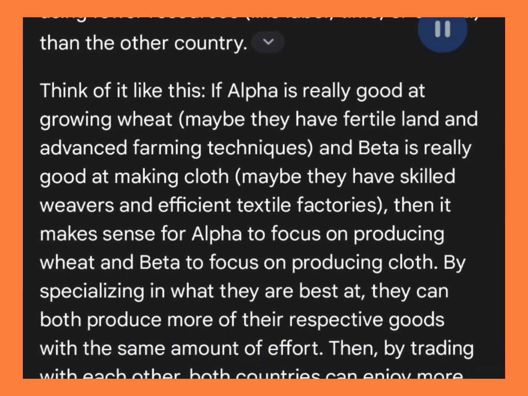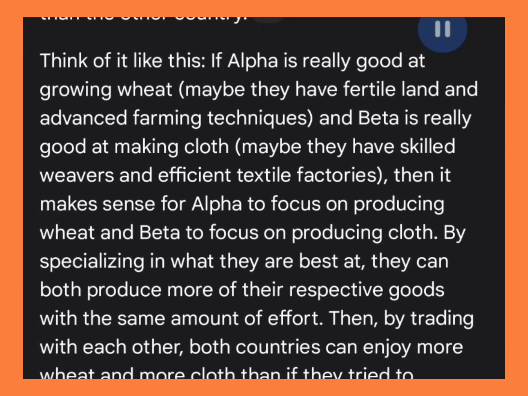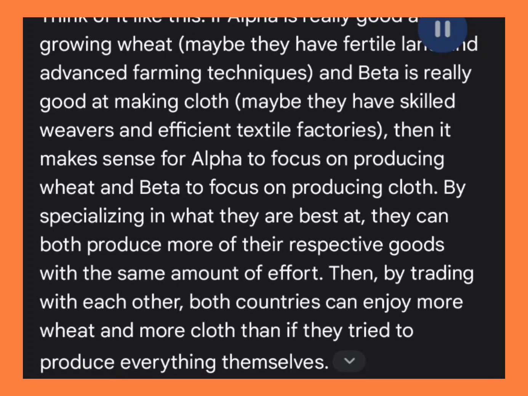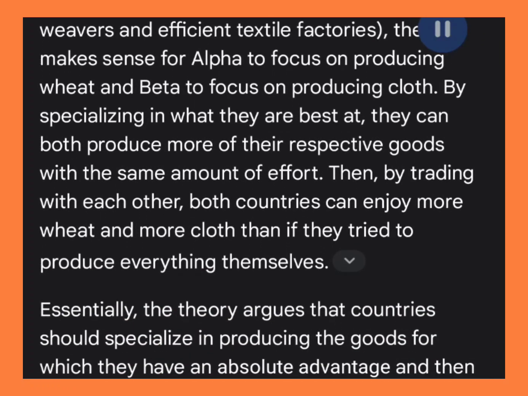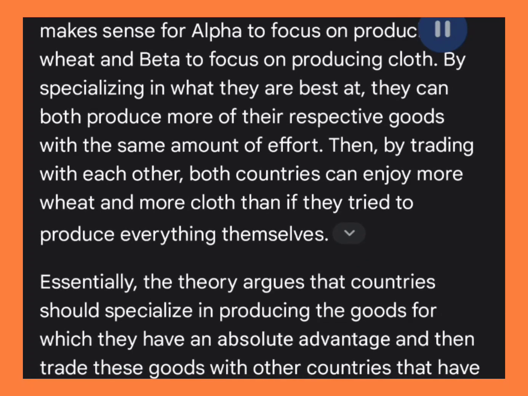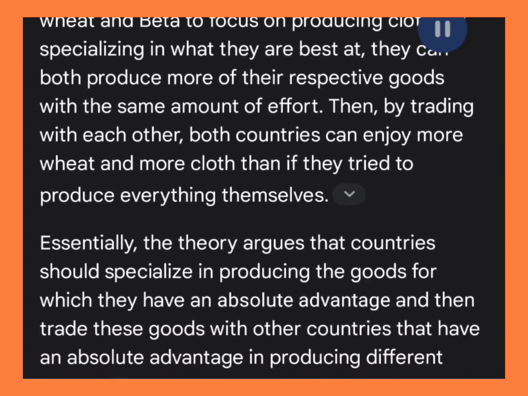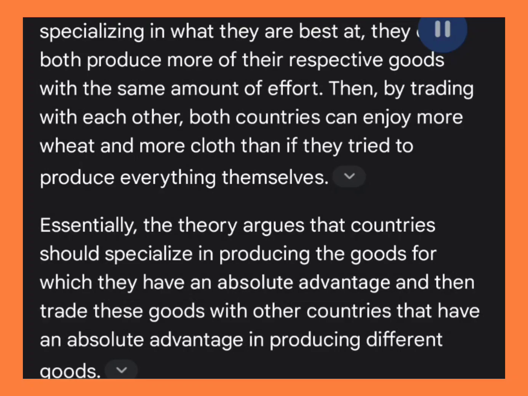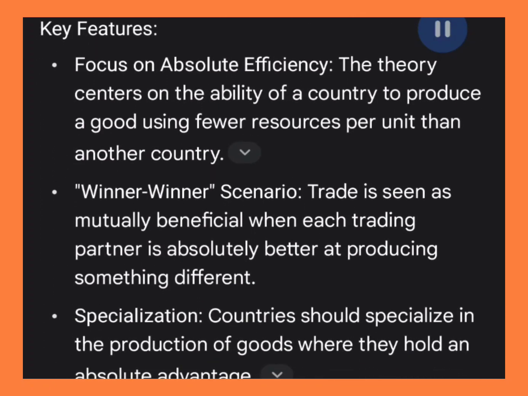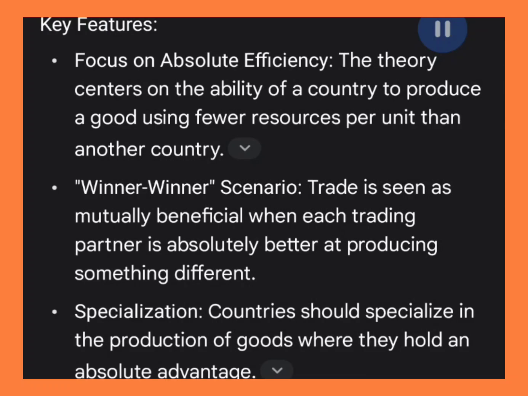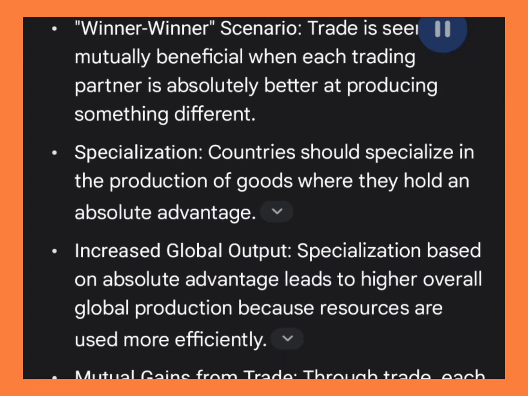Essentially, the theory argues that countries should specialize in producing the goods for which they have an absolute advantage, and then trade these goods with other countries that have an absolute advantage in producing different goods. Key features. Focus on absolute efficiency. The theory centers on the ability of a country to produce a good using fewer resources per unit than another country. Win-win scenario. Trade is seen as mutually beneficial when each trading partner is absolutely better at producing something different.